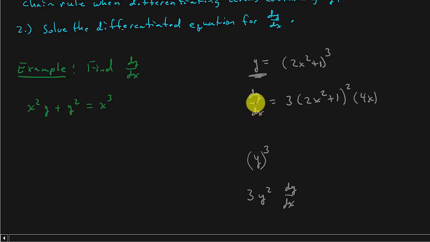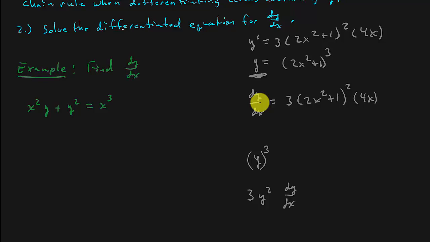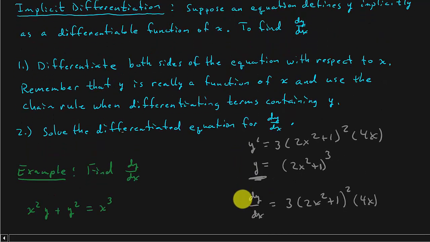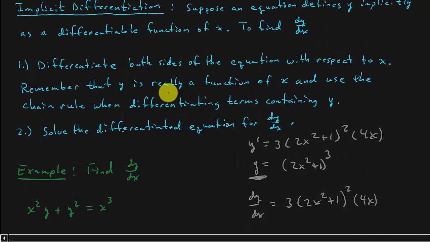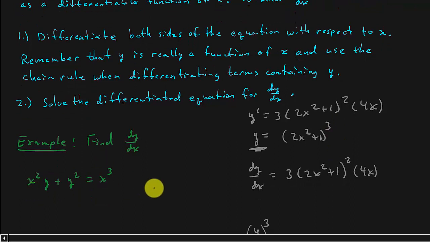dy dx. And I know in some problems we use y prime equals 3 times (2x squared plus 1) squared times 4x. We use the notation y prime instead of dy dx. For the implicit differentiation here, we're going to use dy dx. You could use y prime, but we'll just use dy dx. All right, so that's what this is saying. And then once you differentiate the entire equation, you're going to solve for dy dx.